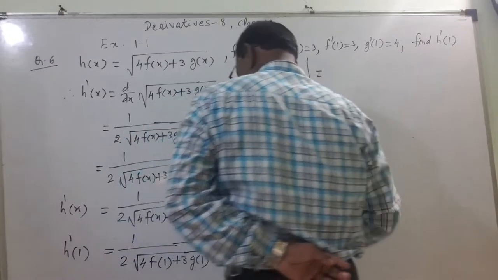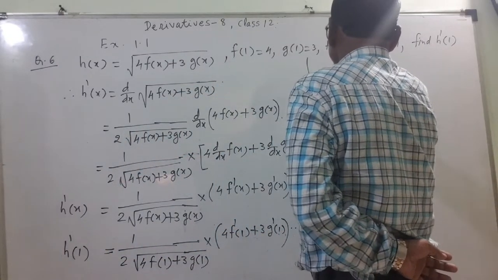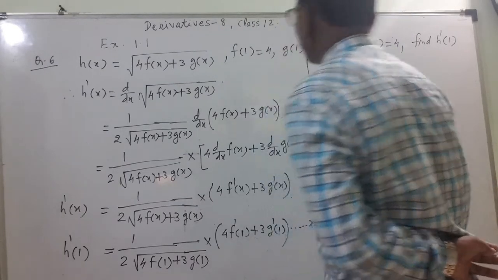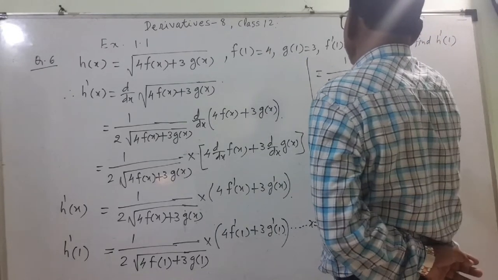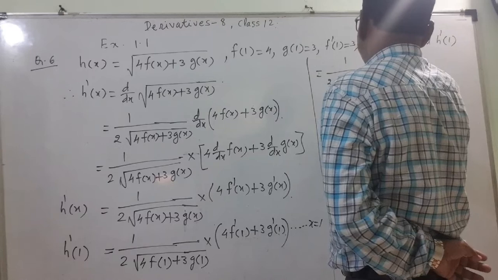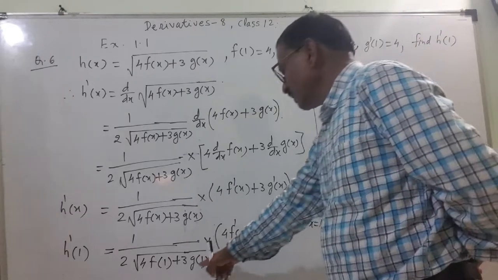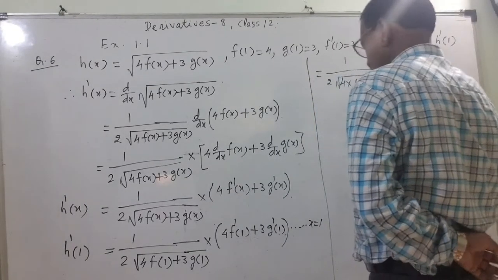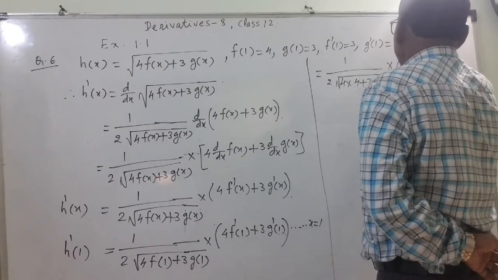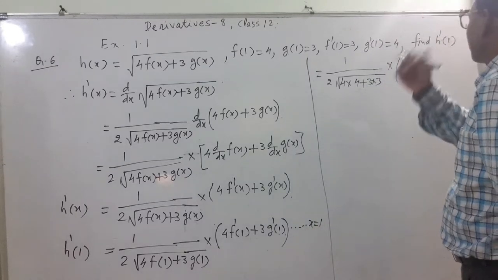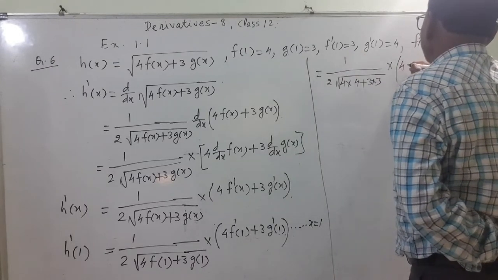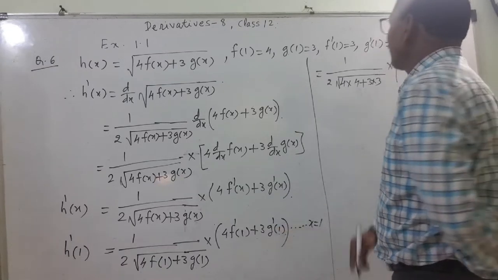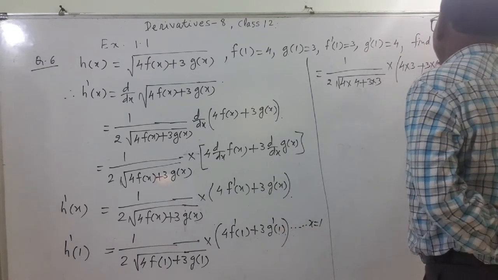So that is equal to 1 upon 2 under root 4 into f of 1. I have to find the value. f of 1 is 4. So 4 into 4 plus 3 into g of 1. g of 1 is 3, so 3 into 3. Into 4 into f dash of 1. f dash of 1 is 3, so 4 into 3, plus 3 into g dash of 1. g dash of 1 is 4.